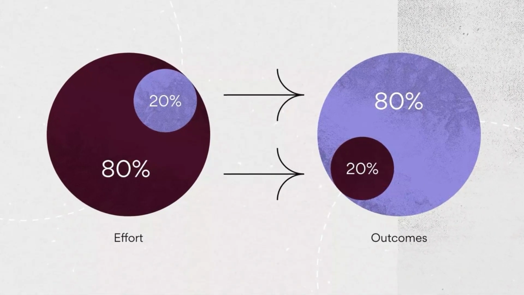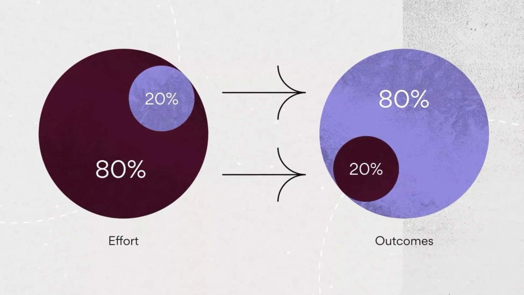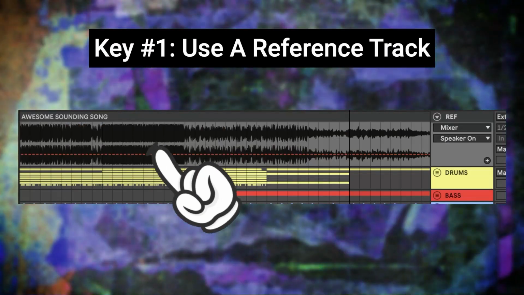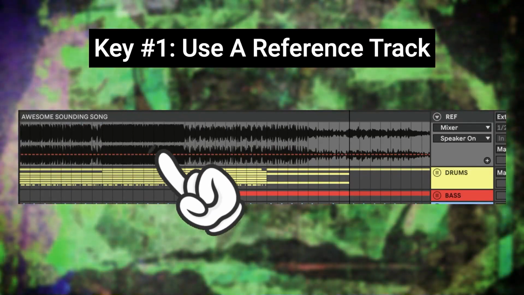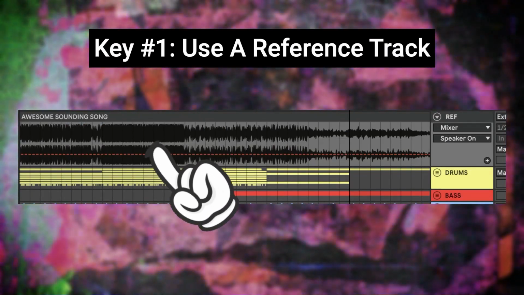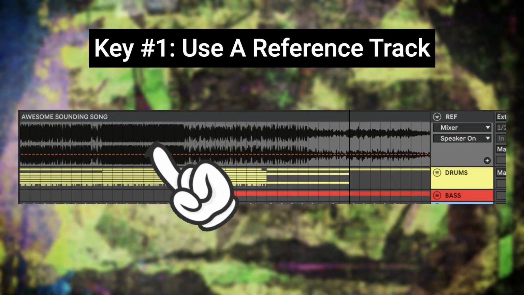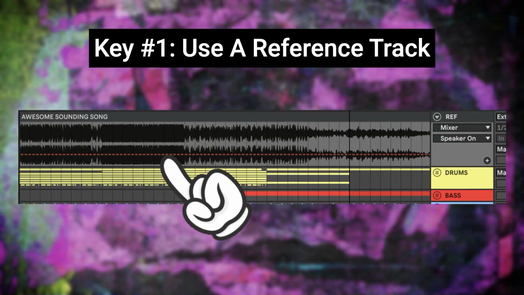And if you've been paying attention, then you've probably figured out what the 80-20 rule is when it comes to arranging or structuring your songs. Now, the goal here is to get 80% of the result with only 20% of the time, energy, and effort. And because the first key to the 80-20 rule of arrangement is to use a reference track, we're making sure that we're effortlessly hitting 80% of a track that's been professionally arranged.